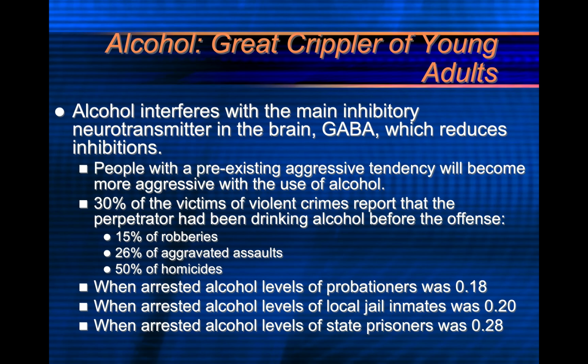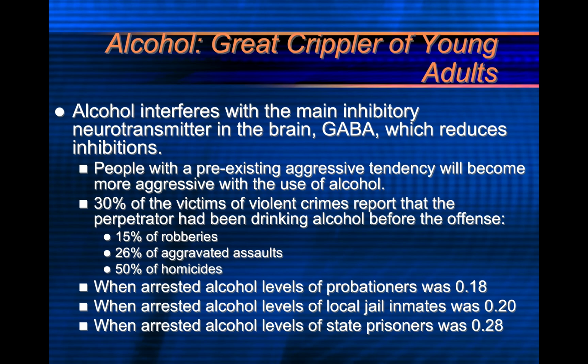Alcohol interferes with the main inhibitory neurotransmitter in the brain, GABA, which reduces inhibitions. People with pre-existing aggressive tendencies will become more aggressive with the use of alcohol. And this is one of the reasons why alcohol causes so many problems. 30% of the victims of violent crimes report that the perpetrator had been drinking alcohol before the offense.